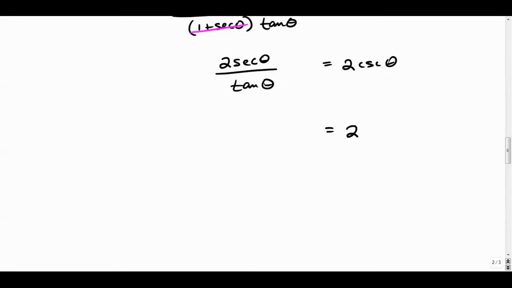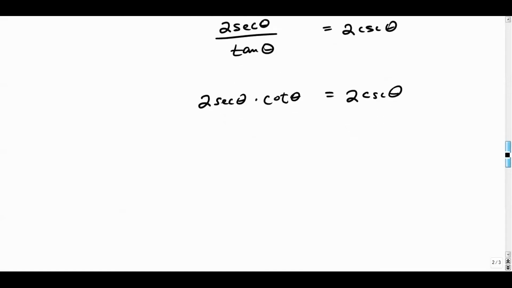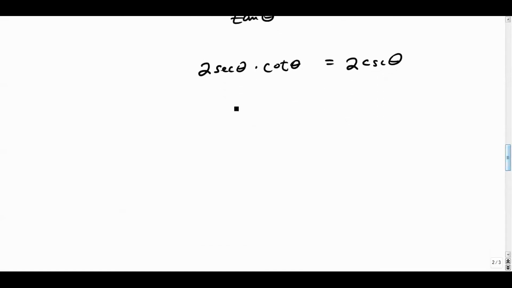All right, so let's rewrite that. 2 cosecant theta. And remember, when you divide by something, it's the same as multiplying by its reciprocal. Well, the reciprocal of tangent is cotangent. So instead of dividing by tangent, I can multiply by cotangent. Turn them into sines and cosines. This is 1 over cosine, and this is cosine over sine.